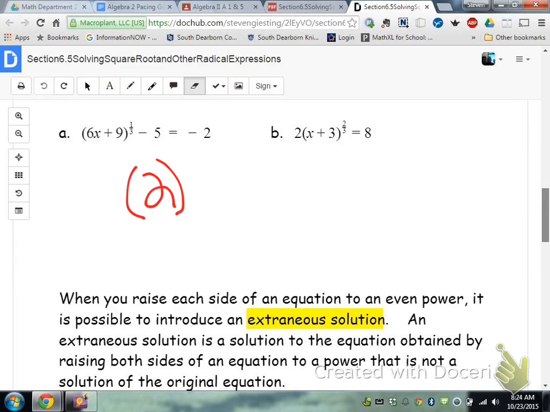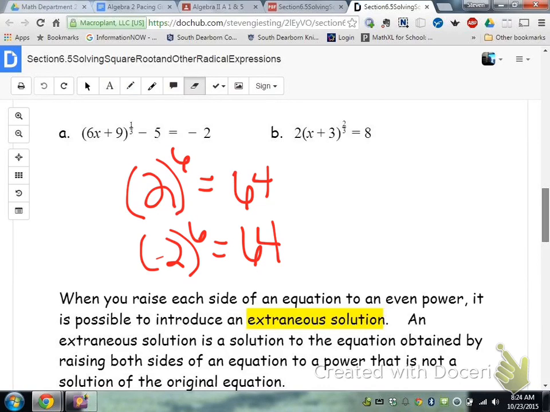Anybody with a calculator? What's 2 to the 6th power? I better not see you type it in 2 times 2 times 2 times 2 times 2 times 2. What's the opposite of 2 raised to the 6th power? Not negative. Because if you raise it to the 6th power, you'd have an even amount of negative signs, which would make it a positive. So any number raised to an even power is the same as its opposite raised to an even power.